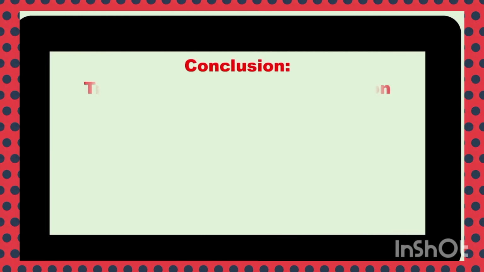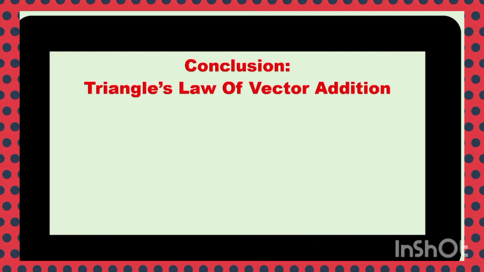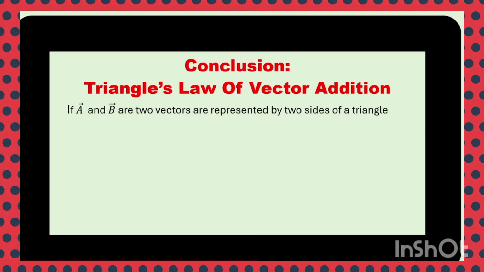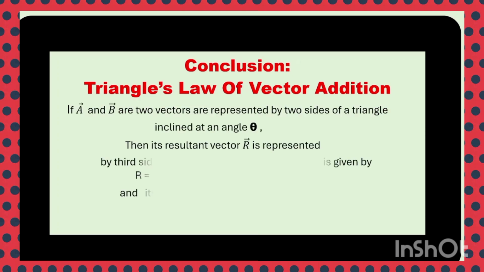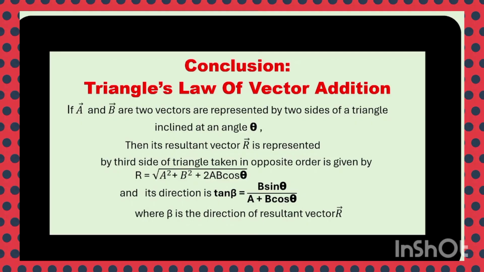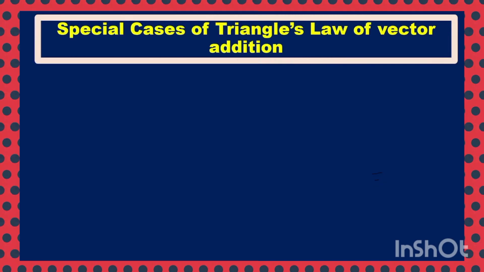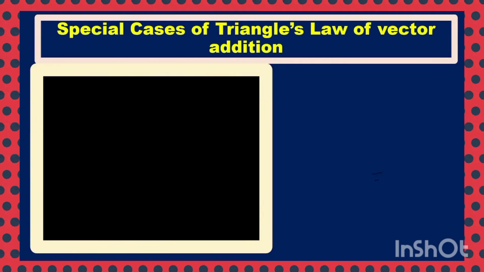Thus, we got, for two vectors acting along two sides of a triangle, how to find out the resultant vector R: R is equal to the square root of A square plus B square plus 2AB cos theta, and the direction of the resultant vector is tan beta equal to B sin theta by A plus B cos theta. Right? So here is another special case. You have to find the most vital point I am going to discuss.